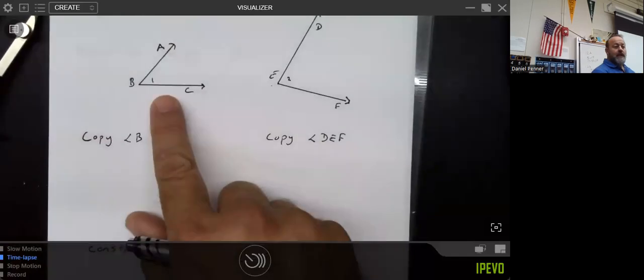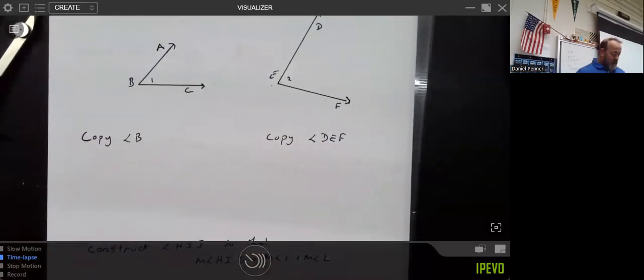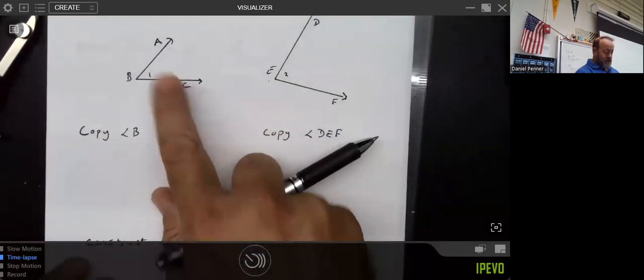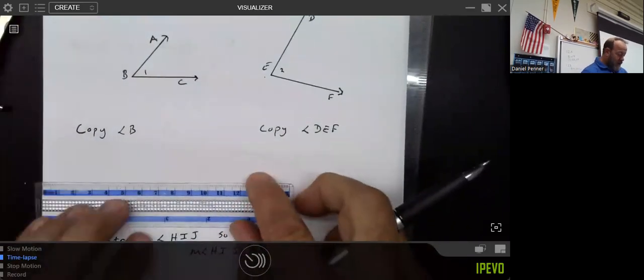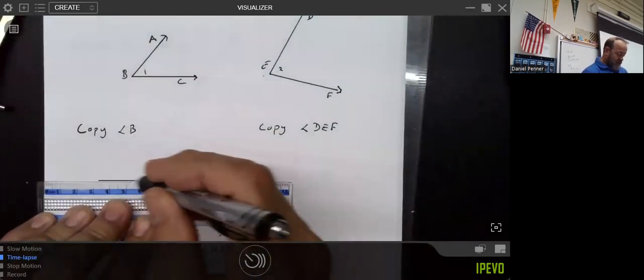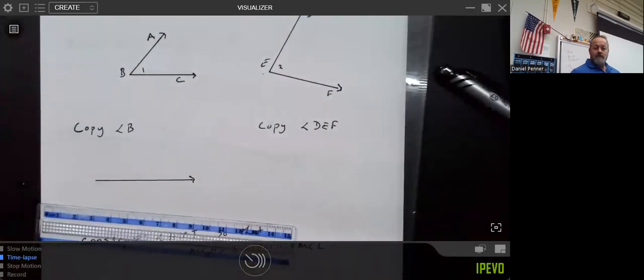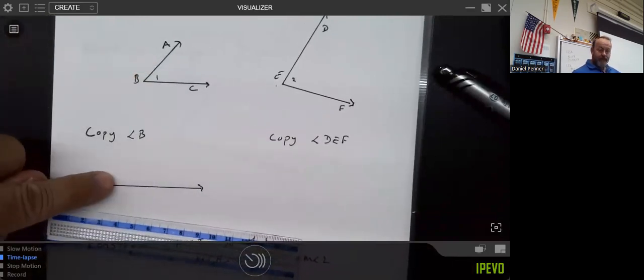So I've got this angle right here that I'm calling angle B. And I want to copy that. Now, keep in mind that an angle is formed by the intersection of two rays. And since all rays pretty much are the same thing, we just always start with a ray. So what I need to do now is try to build this angle on top of this ray.